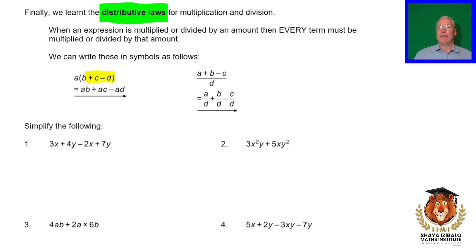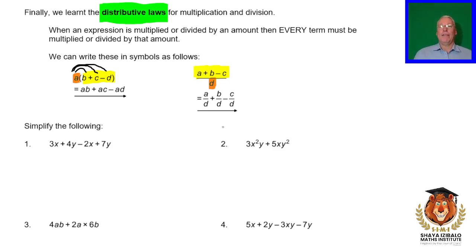Okay, so some things inside here by a number outside, or when we divide a sum and difference by a number outside. In both cases, here we're dividing everything by d, here we're multiplying everything by a. What basically the distributive law says is that this a needs to multiply with each term inside the brackets. And with the division, each term must divide by the d.